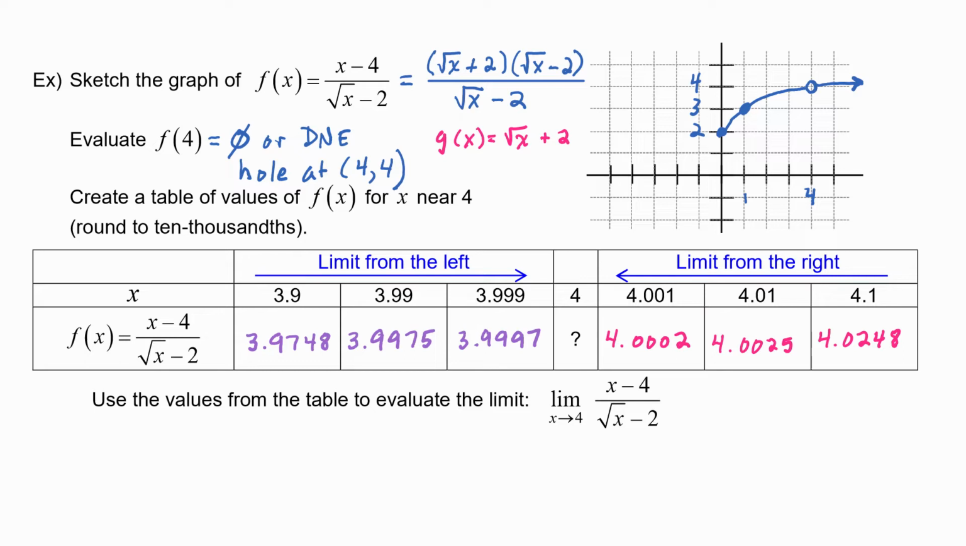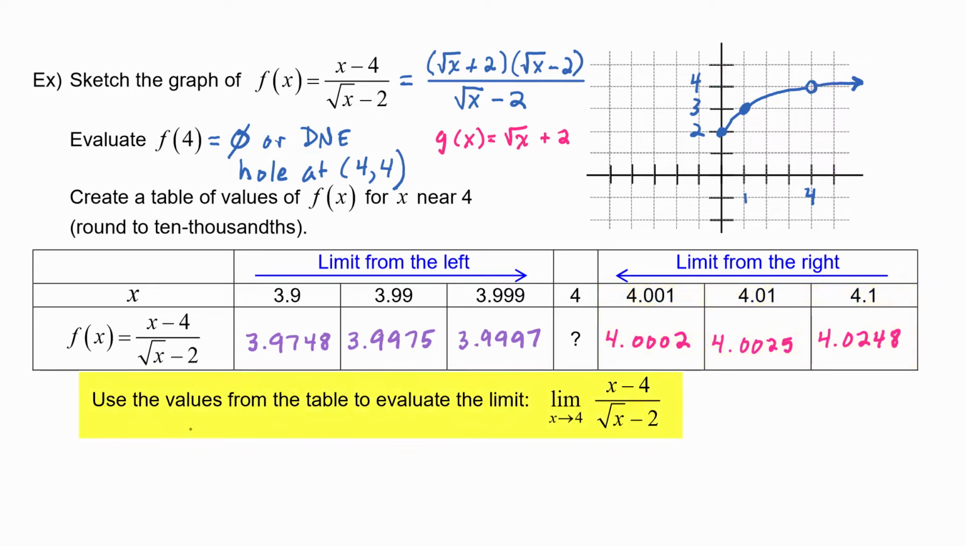Now, as we analyze this, coming in from the left of 4 on the x-axis means we're coming in this way. The y values are getting closer and closer to 4 through numbers that are smaller than 4. So that's coming along here on the graph. So we see that the limit coming in from the left is 4. Now, coming in to x equals 4 from the right, we see that the y values, once again, are approaching y equals 4, coming in through numbers that are slightly bigger than 4.